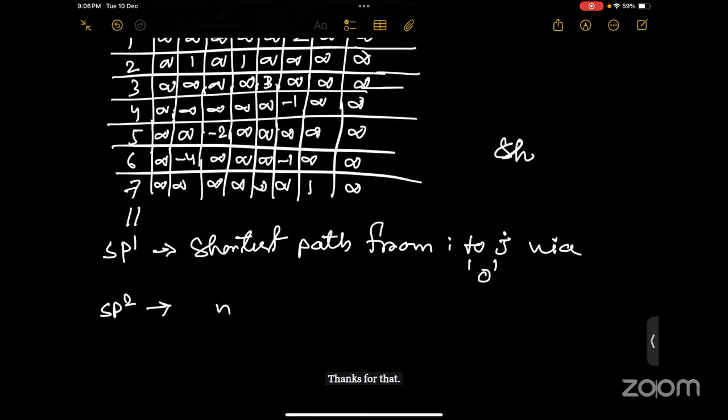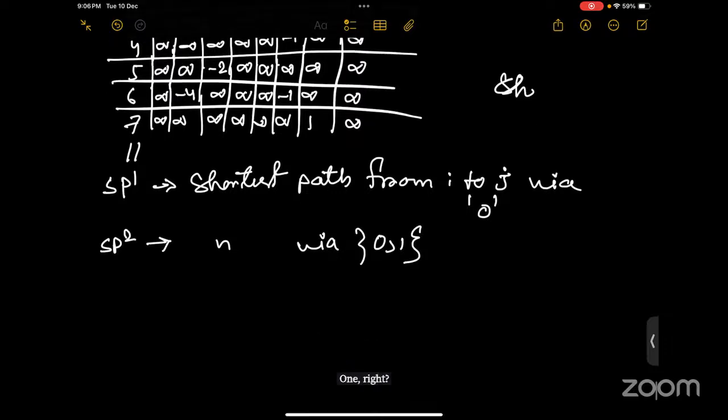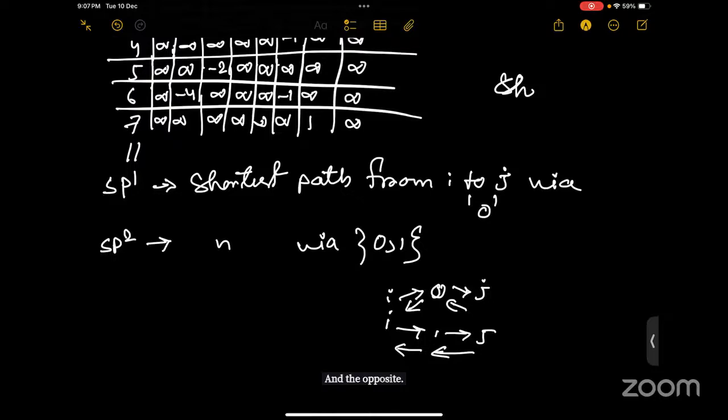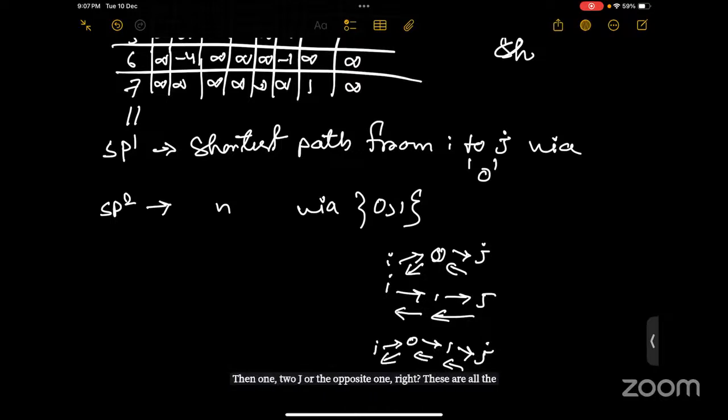Okay. So when we compute SP2, this will be the shortest path from I to J via the vertices 0 and 1, right? So this can be I to 0 then J. This is one possible case. Or I to 1 then J, and the opposite. Or I to 0 then 0 to 1 then 1 to J, or the opposite one. These are all the possible cases, right?